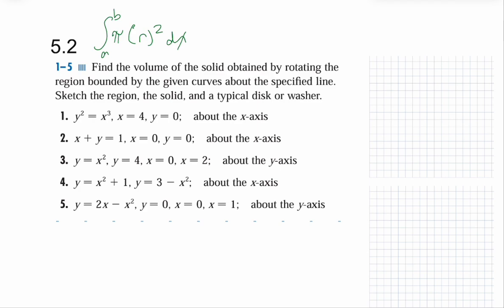But remember, if it's a washer, meaning there's an inner radius and an outer radius, then you go from a to b of pi times the outer radius squared minus pi times the inner radius squared. You can throw the pi out in front and just leave it in your final answer, but I just think pi r squared, pi r squared.